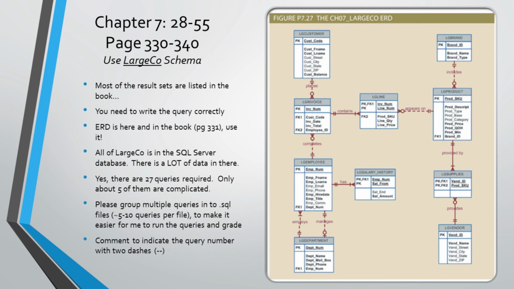From the product, we also have a vendor, who is the one providing it for us. And then based on the invoice, we have the employee who sold it, and then relationships of the employee. What department do they belong to, and what is their salary history? Remember when we talked about time variant data, we wanted to be able to have their employee history in there. The textbook gives you, between problems number 28 and 55, the ones that deal with the large company schema, and then you can go into SQL Management Studio to run these queries.